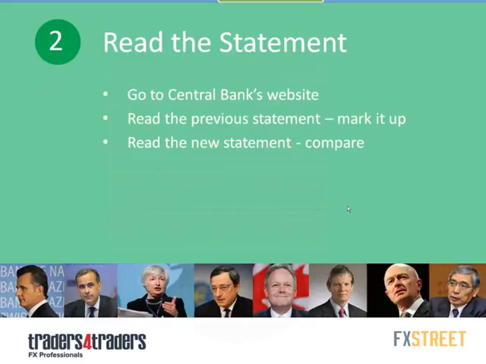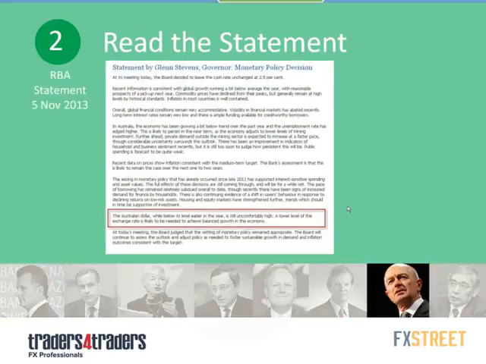So here's an example of a statement. Now this is from Glenn Stevens from the Reserve Bank in Australia, and this was back on November 5th, 2013. You can see here that the top line just says that at the meeting today, the board decided to leave the cash rate unchanged at 2.5%. You can see that with these statements, there's not a lot of text here. They're very compact, very direct, very transparent, and the wording is quite simple.